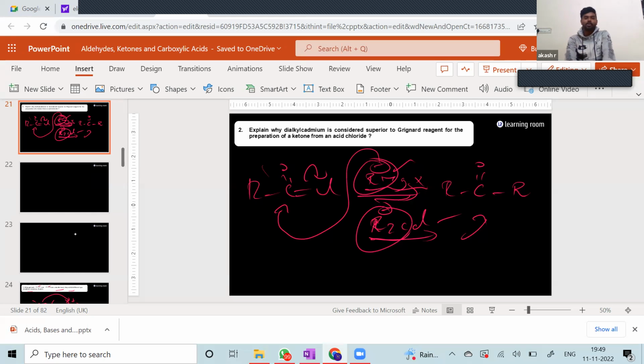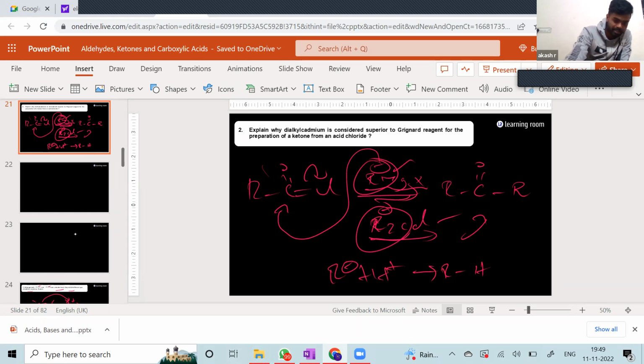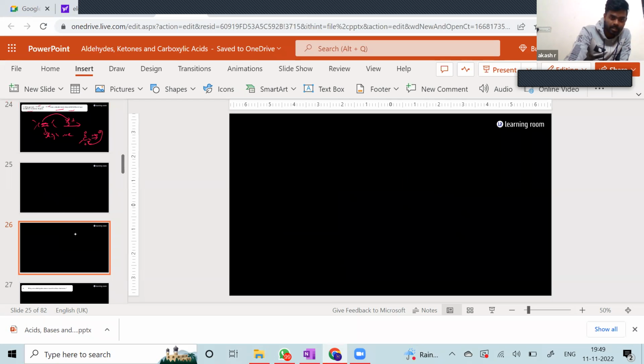Why is it that the Grignard reagent or these dialkyl cadmium compounds have to be stored under anhydrous conditions? It forms the respective alkane. Exactly. Even a trace amount of H plus, this R minus will react with H plus to form RH, that is alkane, a hydrocarbon. Anyways, next.